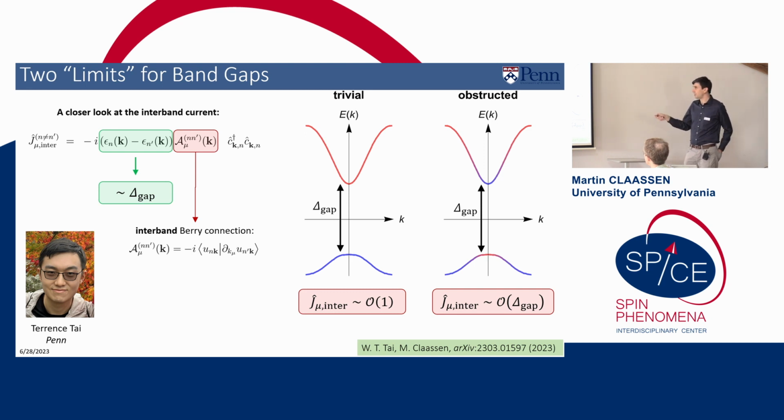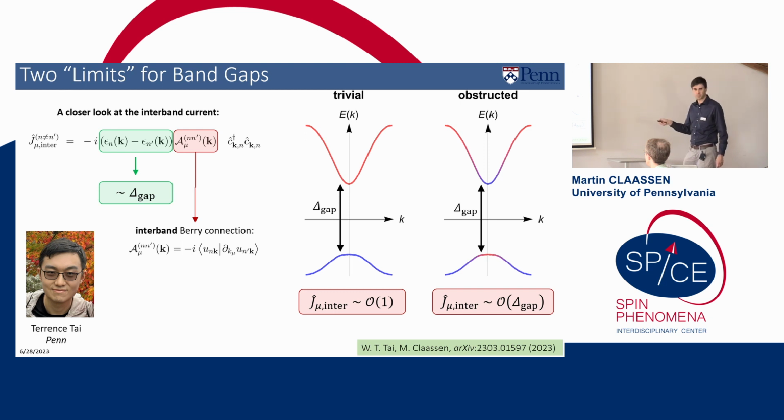But if we look at the interband current matrix element, so what is my transition matrix element for absorbing a photon and generating an interband transition? There's actually very old work from the 60s that shows this interband current matrix element can be rewritten in a very useful quantum geometric way as a product of the band gap times an interband Berry connection, which tells us, okay, here's actually where quantum geometry enters into the problem.